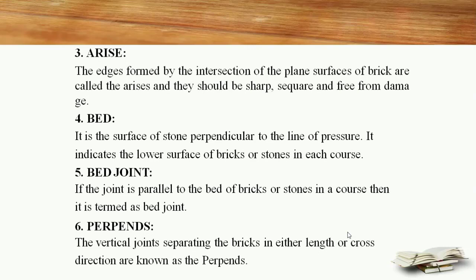Next is the arris. The edge formed by the intersection of the plane surfaces of a brick is called the arris, and it should be sharp, square and free from damage. Next is the bed. It is the lower portion of the brick, that is 190 by 90 mm, when laid flat. Next is the bed joint. It is the horizontal layer of mortar over which bricks are laid. Then perpends. It is an imaginary line passing through the vertical joints in the alternate courses. I will show you in the figure also.